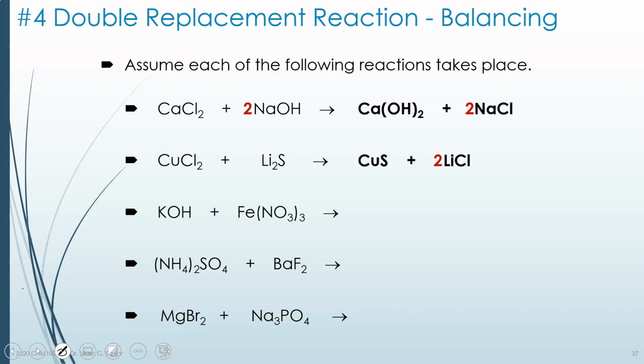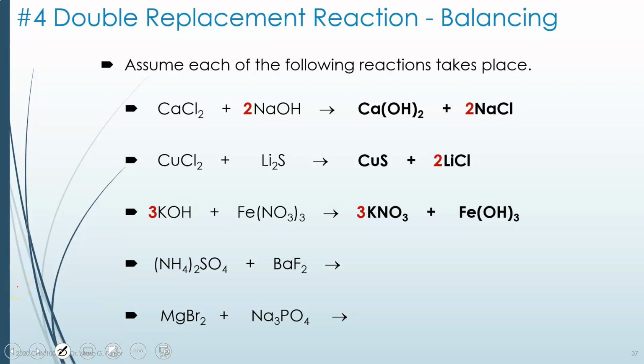The next one is potassium hydroxide, so treat the hydroxide as a single unit. It will move together. And you have nitrate over here. You have iron 3 nitrate. And the iron 3 will swap with the potassium. The hydroxide will switch with the nitrate. And now the potassium will get 1 nitrate. The iron will get 3 hydroxides. Remember, crisscross, simplify. And then you balance the equation.